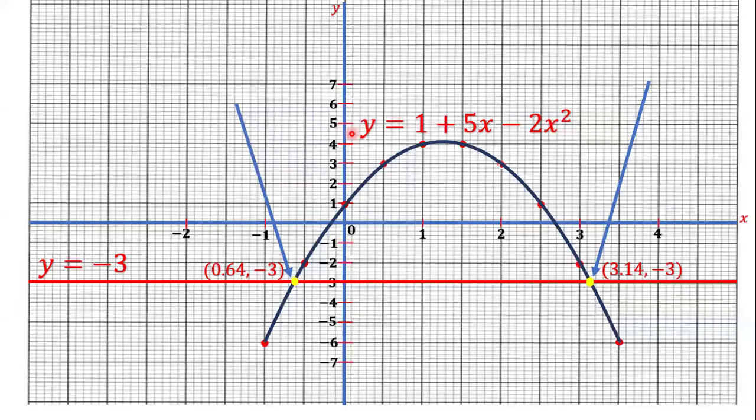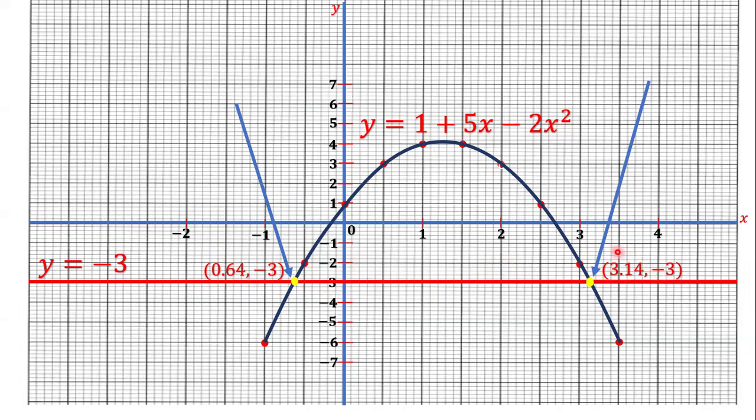So let's do that. So here we draw the line y is equal to negative 3. That's going to be a horizontal line that runs through negative 3 on the y-axis. And then if we notice carefully, there are 2 points where this graph in red intersects our parabola. It intersects the parabola at this point, the point negative 0.64 comma negative 3, and the point 3.14 comma negative 3.